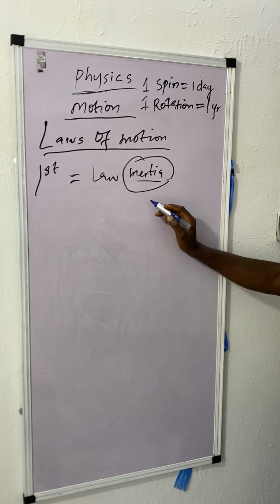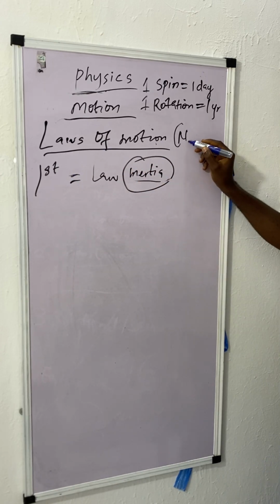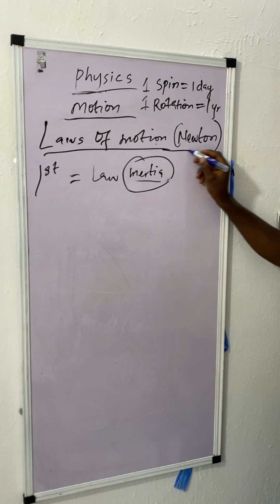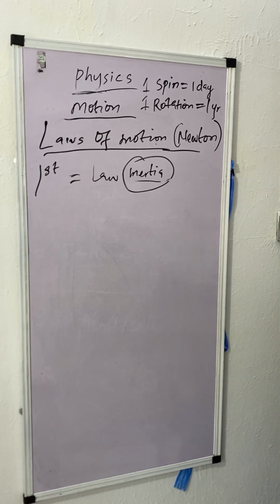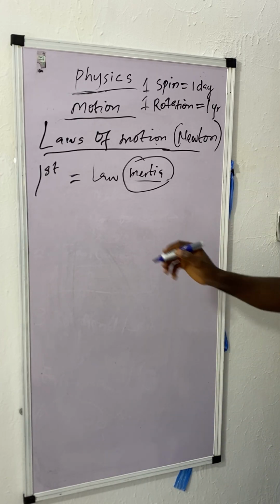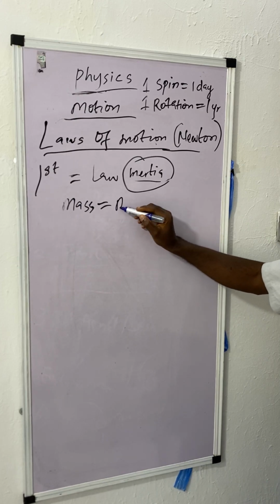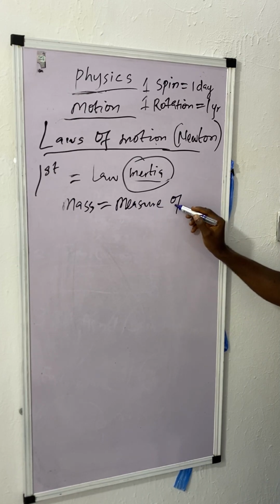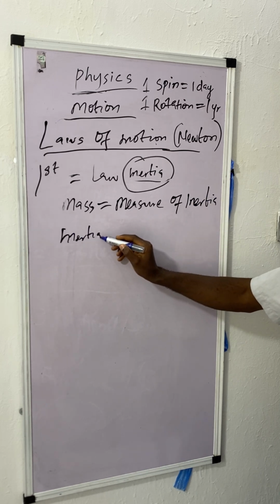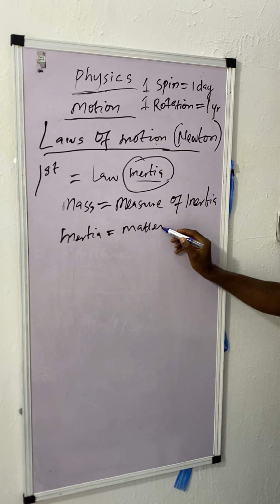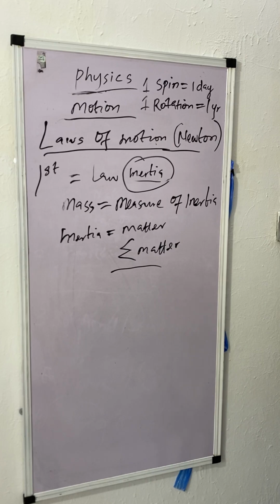So when you break inertia, Newton's first law of motion is complete. Newton's first law of motion is complete when you break inertia, that limiting force that keeps the body at rest. Mass is said to be a measure of inertia. So inertia is equal to the summation of matter.